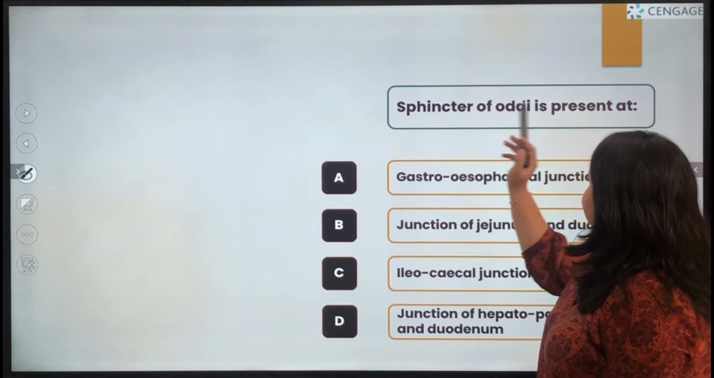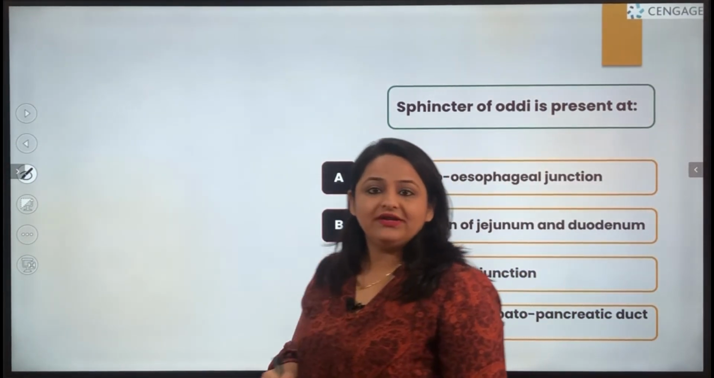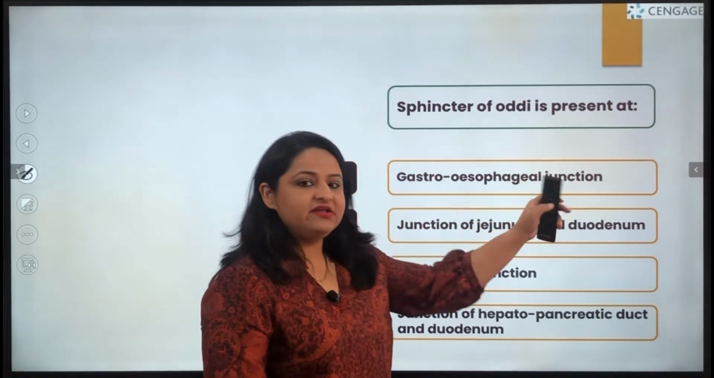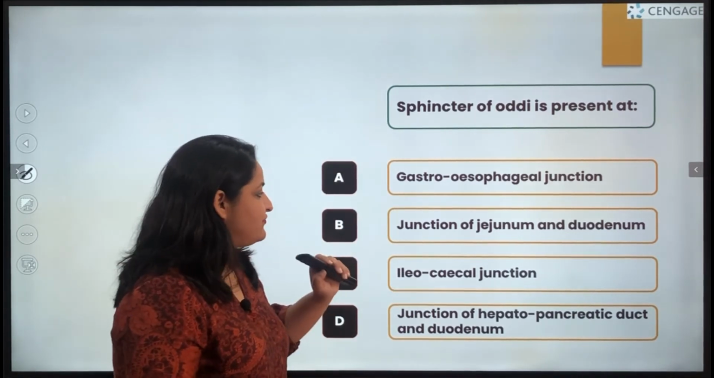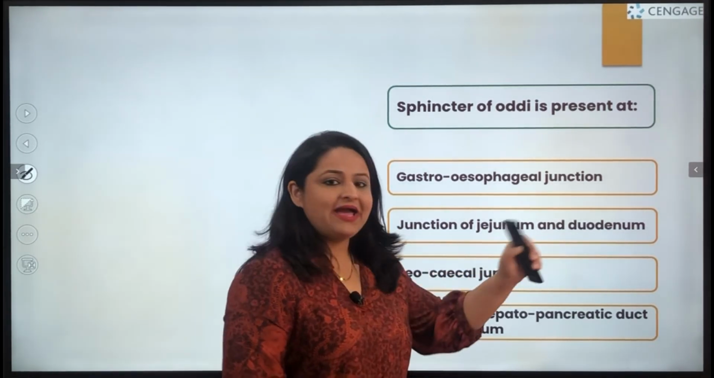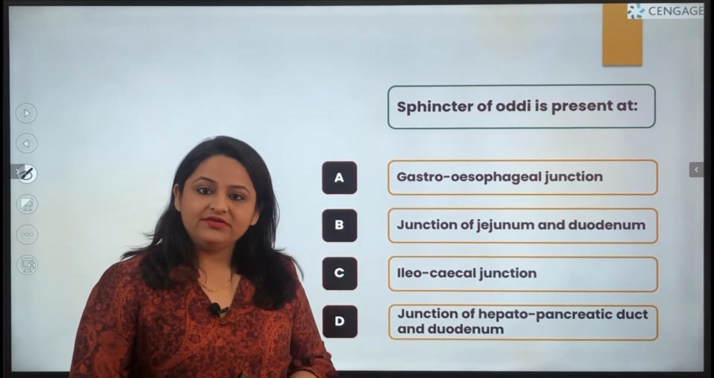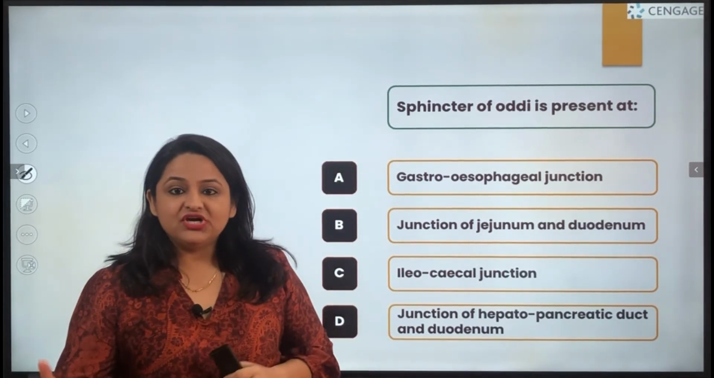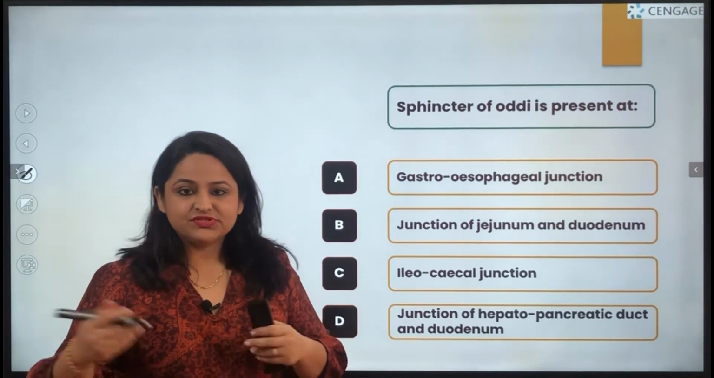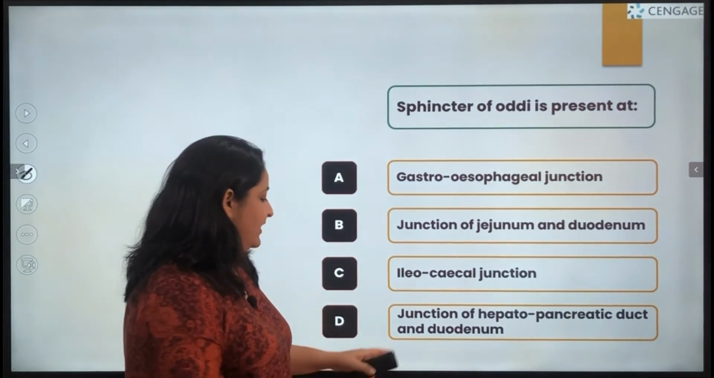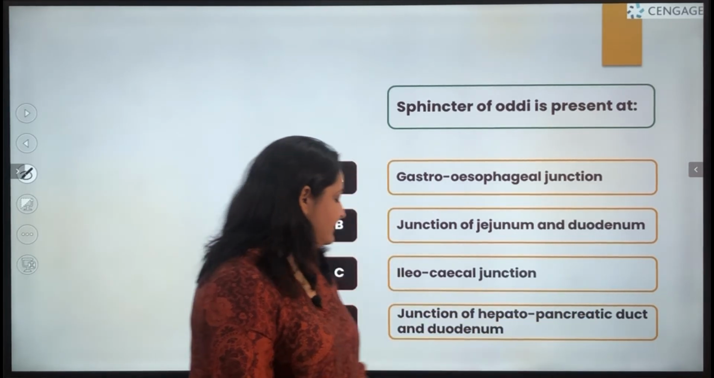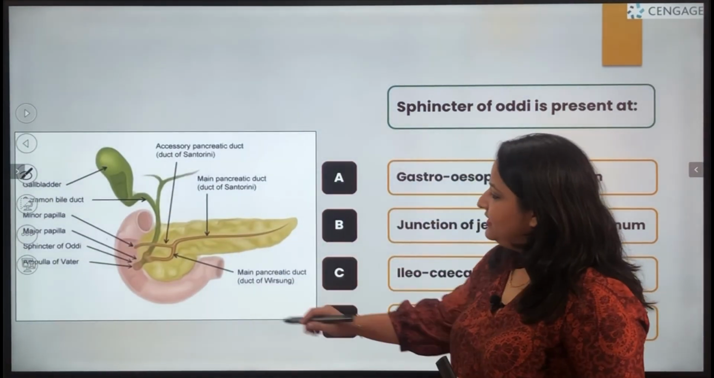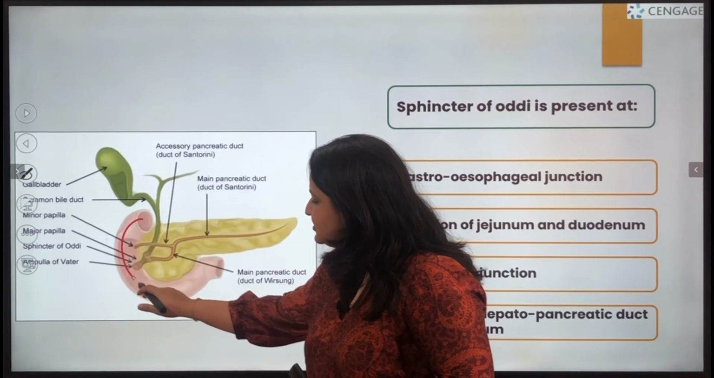Next, sphincter of Oddi is present at. So now what is sphincter of Oddi and where is it present? Is it present at the gastroesophageal junction, that is between the stomach and esophagus? Is it present at the junction of duodenum and jejunum, that is the parts of small intestine? Then is it present at the ileocecal junction, that is the junction of the ileum and cecum, small intestine and large intestine? Or is it present at the junction of hepatopancreatic duct and the duodenum? So we can understand this question by looking at this figure. This is a picture. This C-shaped structure is duodenum.